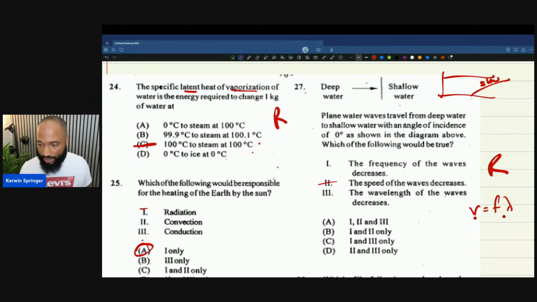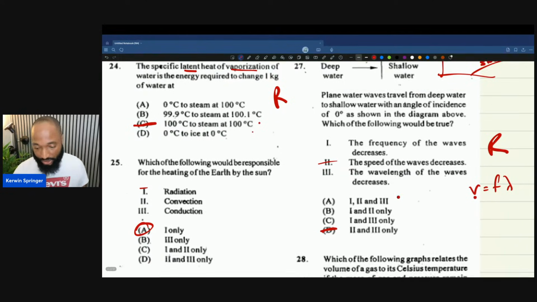The answer is D. The frequency of the wave, nothing happens to this. The wavelength decreases. So if you ever notice on the shore that the waves bunch up, the wavelengths get shorter and shorter as they reach the shore. They actually bunch up so much they topple over. That's why a wave crashes as it reaches the shore.